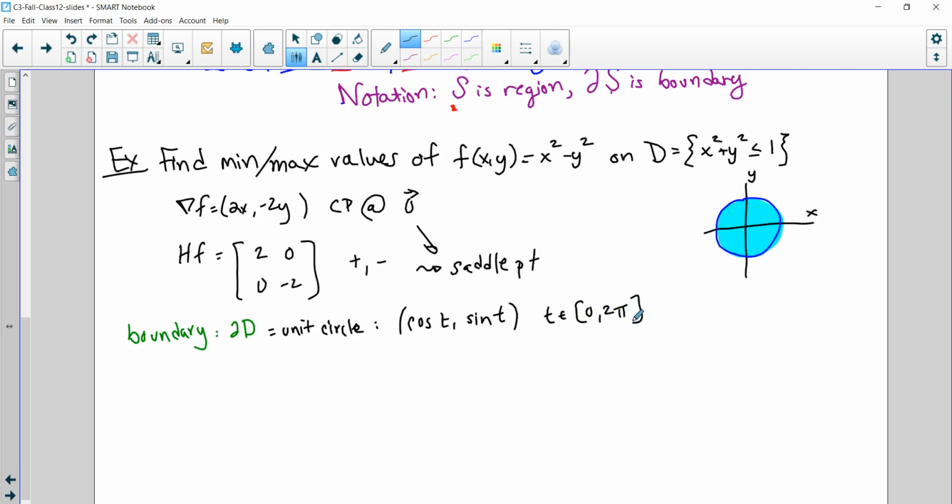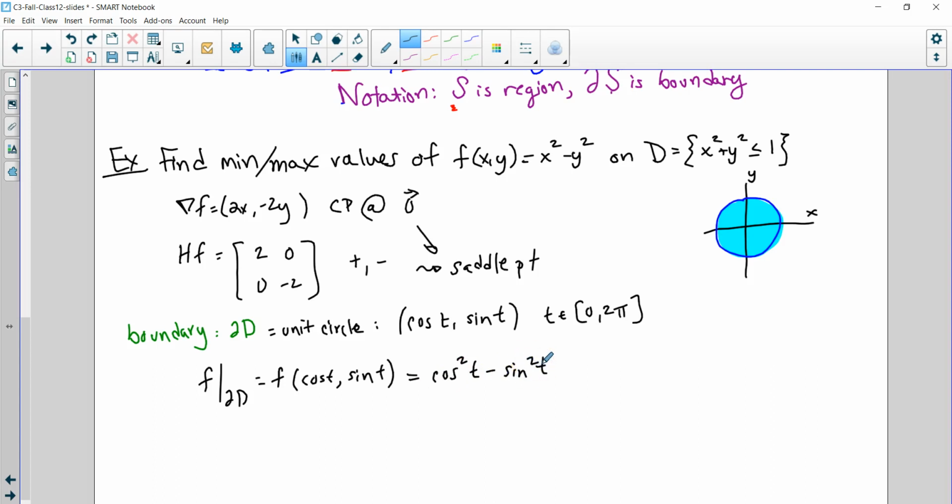This is fine, but when I look at f restricted to just the boundary of our region, that's the same as saying f is no longer of x, but of cosine t comma sine t. When I do this, I get cosine squared t minus sine squared t.